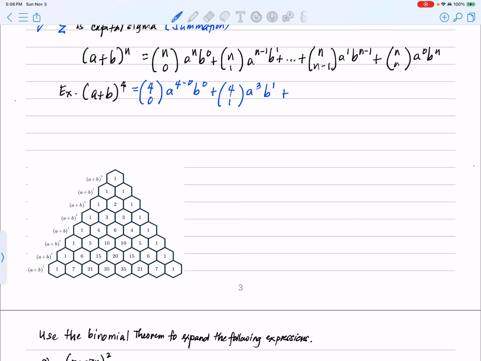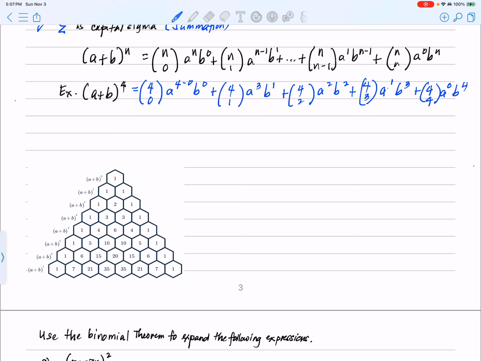Again, 4 choose 2. This will be a to the 4 minus 2, that's 2, then the b would be 2. That's the r, whatever r is the exponent of b. Then I have 4 choose 3. A now would be 4 minus 3, that is 1, then the b would be 3. Then I reach now 4 choose 4. A will be 0 and b would be 4.